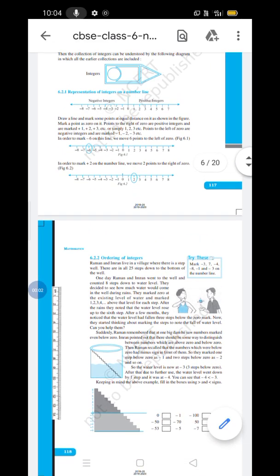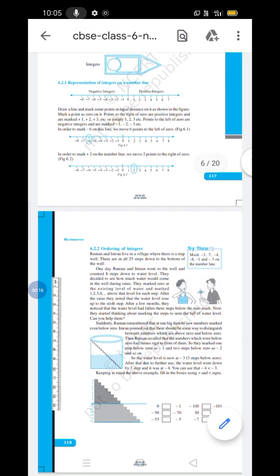Good morning students. Today we are going to learn about representation of integers on a number line. In the previous class you have learned about what integers are. Now today we are going to learn how to represent these integers on the number line. You can take your book to page number 117.